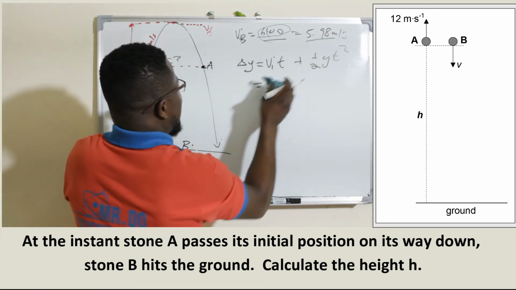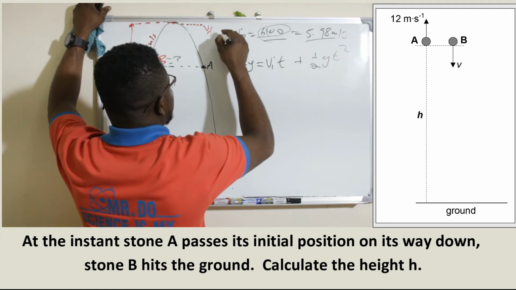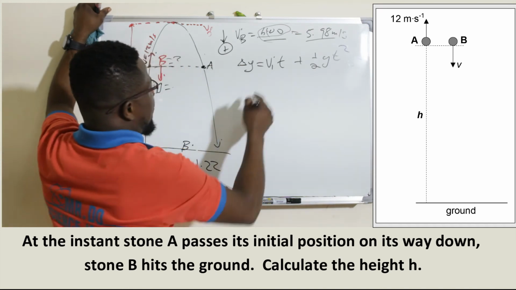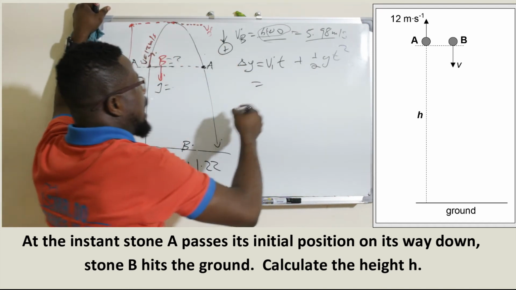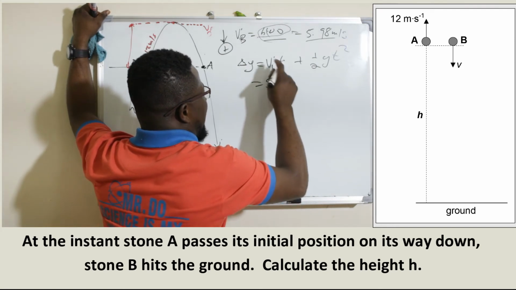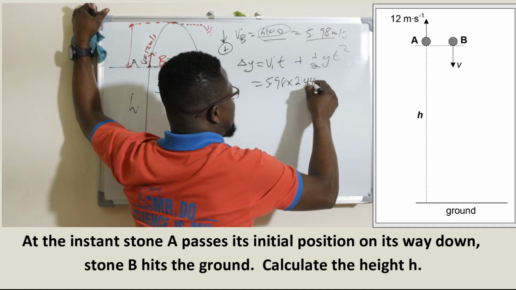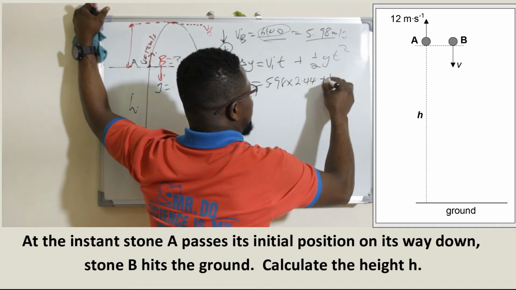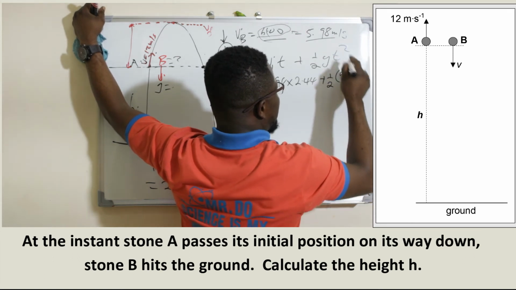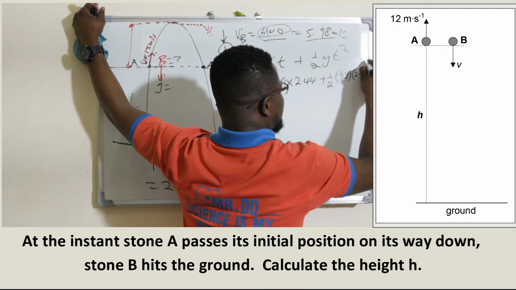5.98. Sorry, it's going down, so let me use my downward as positive in this case. Downward motion is positive, so my initial velocity here is going down, so it's going to be positive 5.98. I multiply it by the time, which is 2.44, plus half. My g is also going down, so 9.8, and then I'll multiply it again by 2.44 squared.